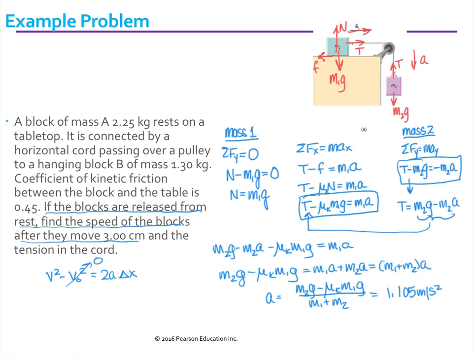So if they start from rest, I want to know the final speed. I would use this. And 3 centimeters is 0.03 meters. And I would find a velocity. This is where I said in class my acceleration was kind of small, so my velocity ends up being very small.